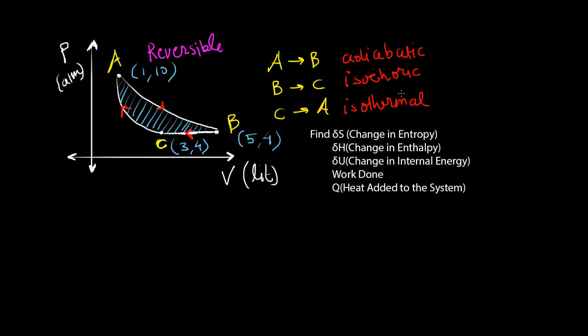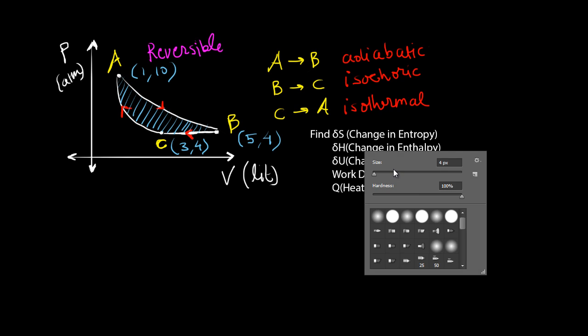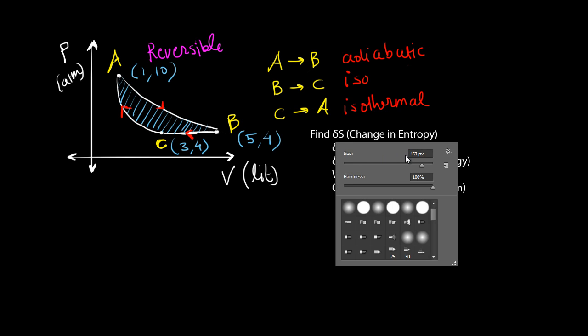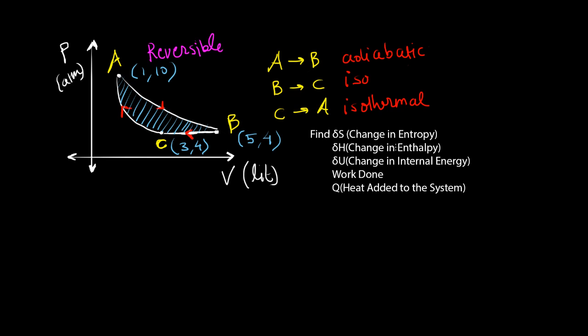Sorry, this should be isobaric. It's a print mistake there. I'll fix that later, but remember that it is isobaric, which means that the pressure is constant. Just write it down here. Isobaric. Okay, so B to C is pressure constant, and C to A is isothermal, which means that the temperature is kept constant.